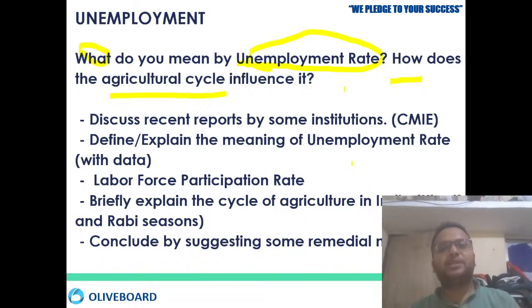Everything will not be explicitly asked for. For instance, the question will never ask what CMIE has said on unemployment rate. It is for you to write that CMIE in its recent report of October or November has said this. So what is CMIE? Centre for Monitoring Indian Economy. It is a reputed institution which comes up with macroeconomic indicators pertaining to the Indian economy.